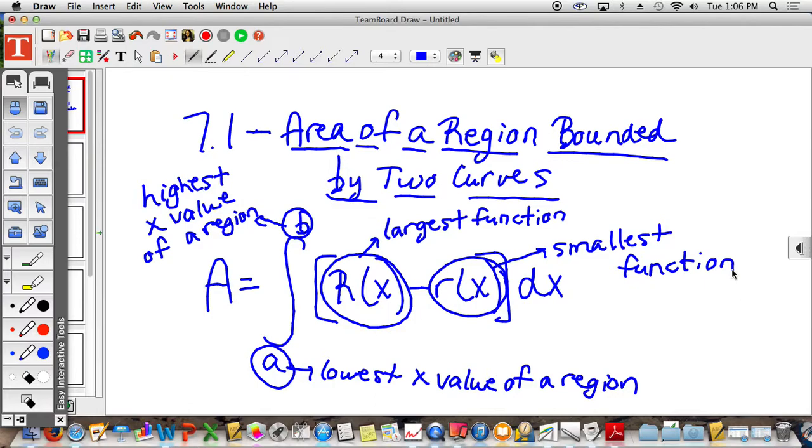What does the big A mean? Area. Oh yeah, I'm sorry. We're talking about area of a region bounded by two curves.